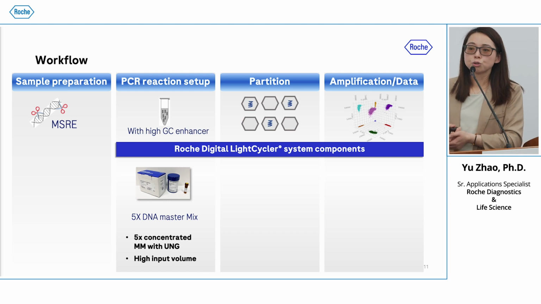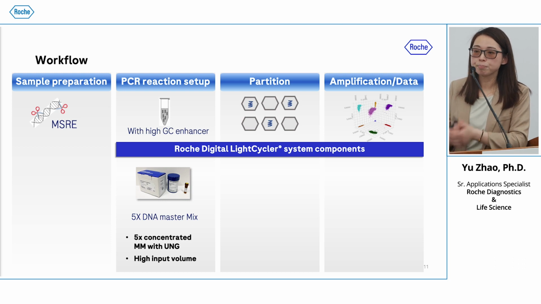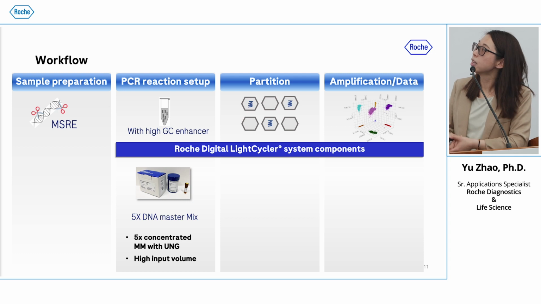In addition, the Roche Digital LightCycler offers a unique combination of features that will maximize the flexibility for DNA methylation analysis. During PCR reaction setup, the 5 times concentrated DNA master mix allows high sample volume input that maximizes sample utilization.